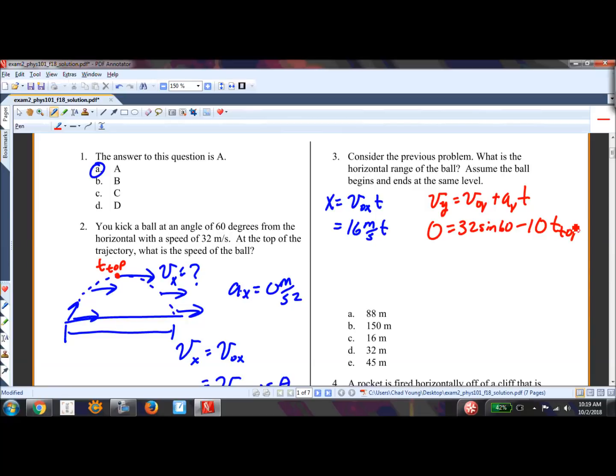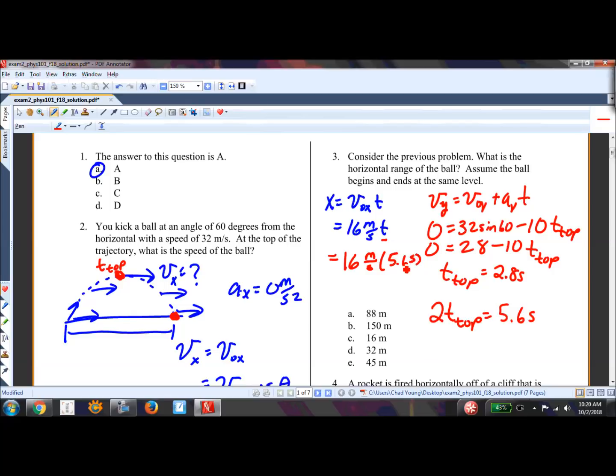And I can solve that for t top. 32 times sine of 60 is 28 minus 10 t top. That's all equal to 0. If I solve that for t top, it's equal to 2.8 seconds. Now that is not the time that I put in here. To find that time, I do twice t top, which is 5.6 seconds, and that's the time here. I have 2.8 seconds here, 5.6 seconds here. So this is going to be 16 meters per second times 5.6 seconds. What is that? Is that the 88, I think?